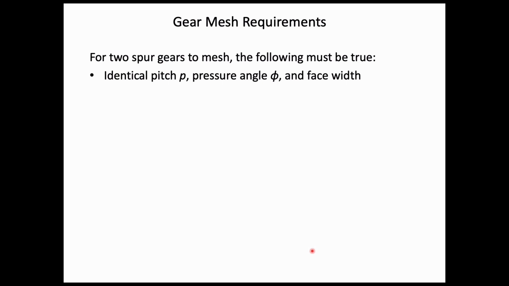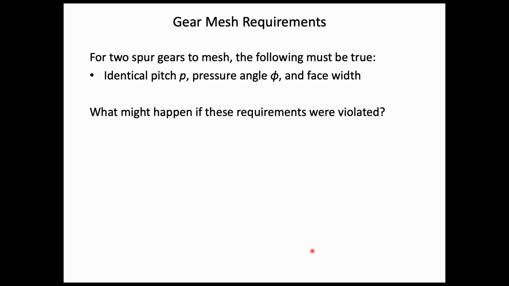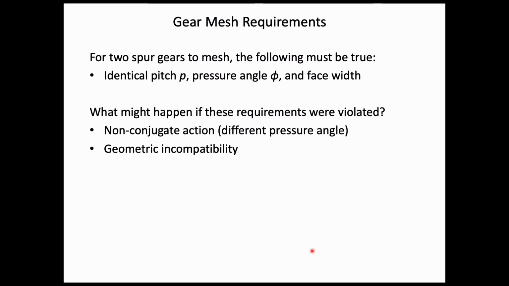Let's talk about gear mesh requirements. If we have two gears that we want to mesh together, what needs to be true? They need to have identical pitch, identical pressure angle, and identical face width. What might happen if these requirements are violated? We will certainly have non-conjugate action. If they have a different pressure angle, we're not going to be able to assure a constant speed ratio. We may have geometric incompatibility. They may not even mesh together. If the pitches are different, the gears just may not fit together.